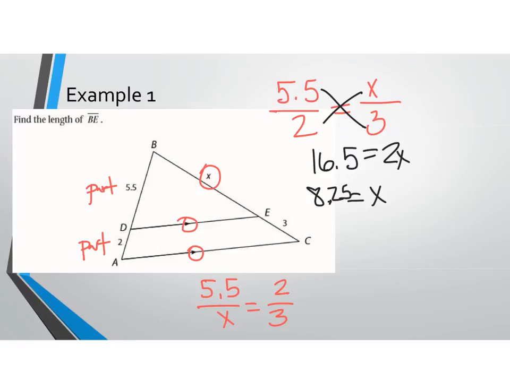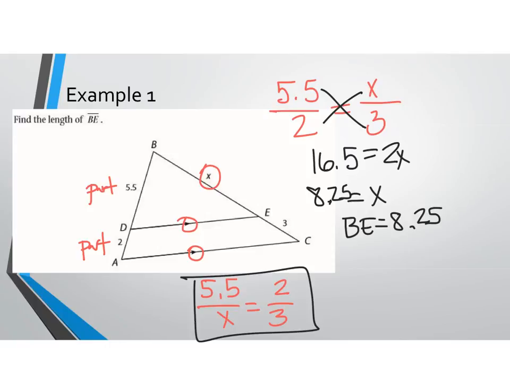You just found x, so you just found BE, which is what was asked for. And you are done. So this proportion here would have given you the exact same value of x. So you don't necessarily always have to use the same one someone else uses. You can still get it correct.